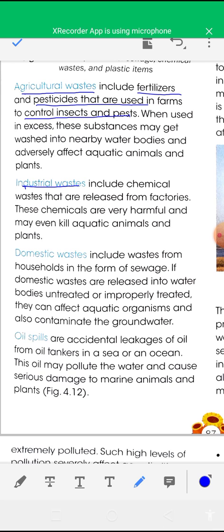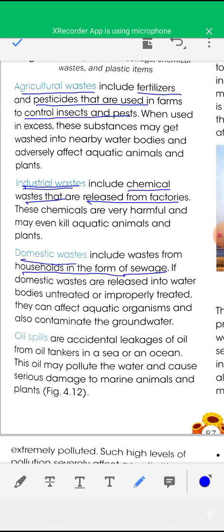These are agricultural waste, and this agricultural waste can pollute water. Industrial waste like different chemical waste that is released from factories, and these chemicals are very harmful and may even kill aquatic animals and plants. Domestic waste products like household waste in the form of sewage.